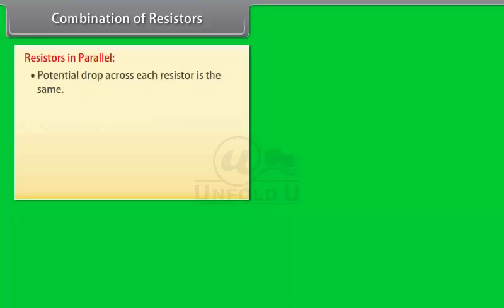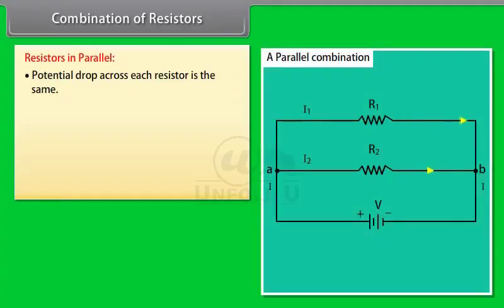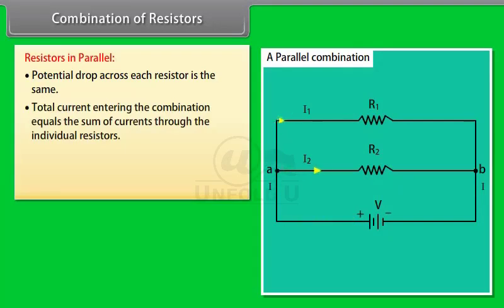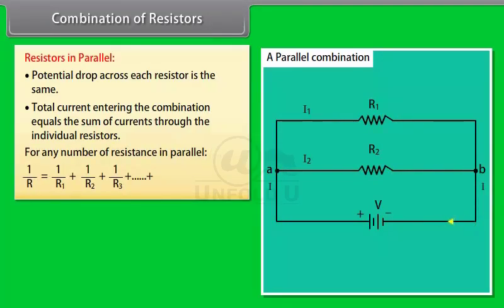Resistors in parallel. Potential drop across each resistor is the same. Total current entering the combination equals the sum of currents through the individual resistors. For any number of resistances in parallel, 1/R is equal to 1/R1 plus 1/R2 plus 1/R3, and so on.